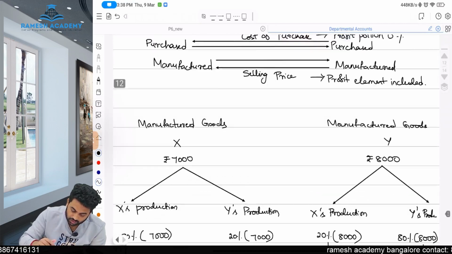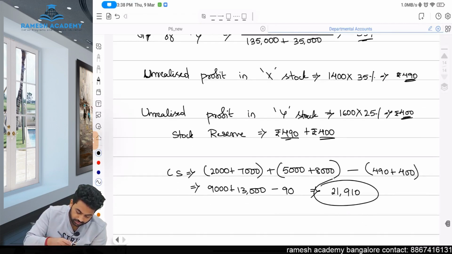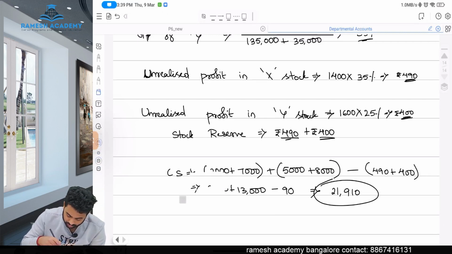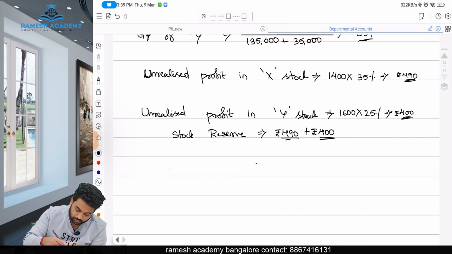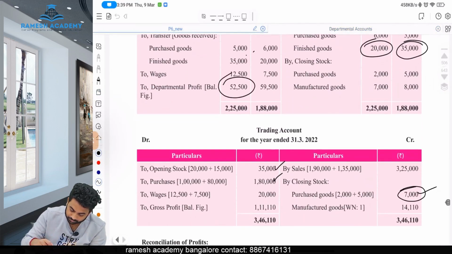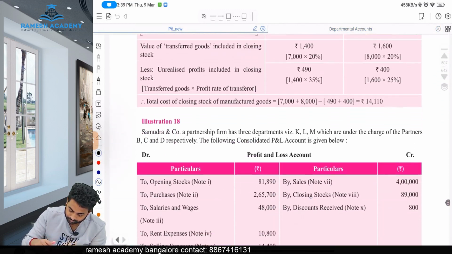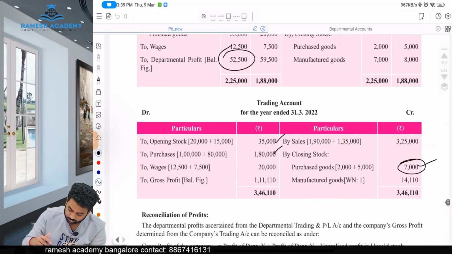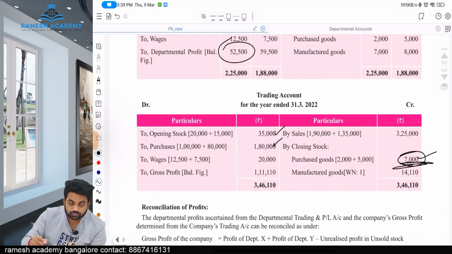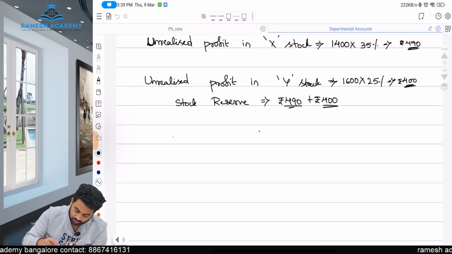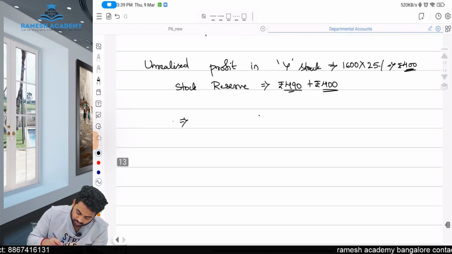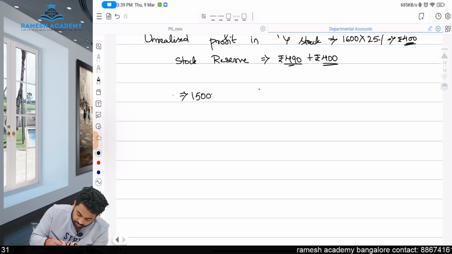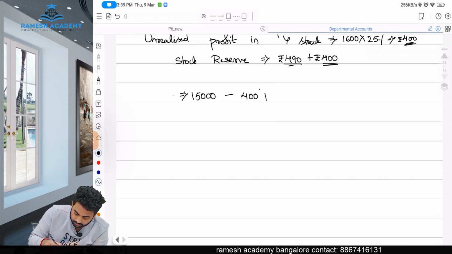You can write that way, or you can do one thing: as you have already mentioned, the purchase value you have taken directly, no? I asked you people to take it directly, no? Here it is 7,000. The remaining is there, no? From that we will reduce the stock reserves. So 7,000 plus 8,000, total 15,000 was there. Out of that, 400 is going, plus 490 is going.